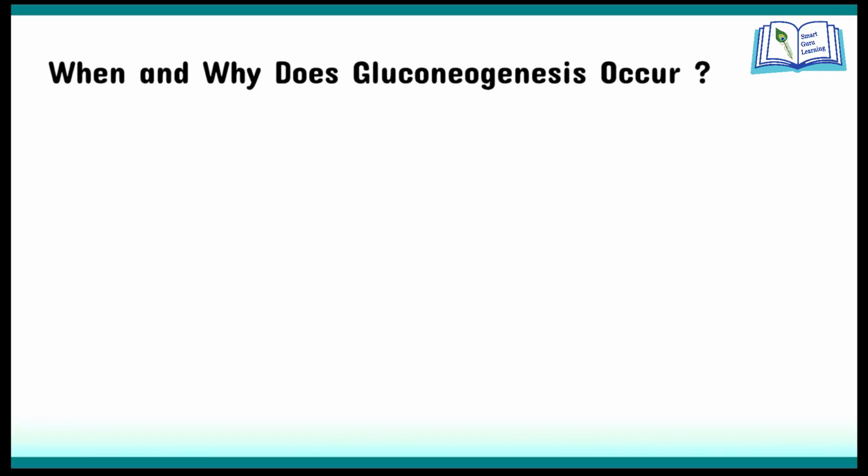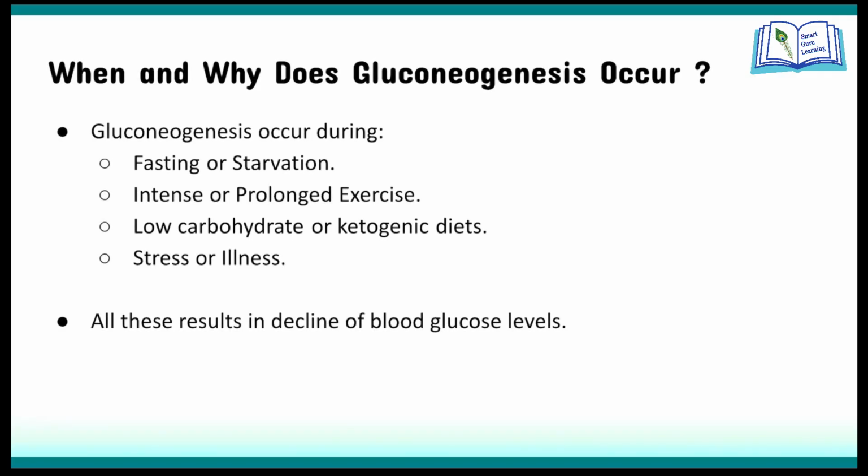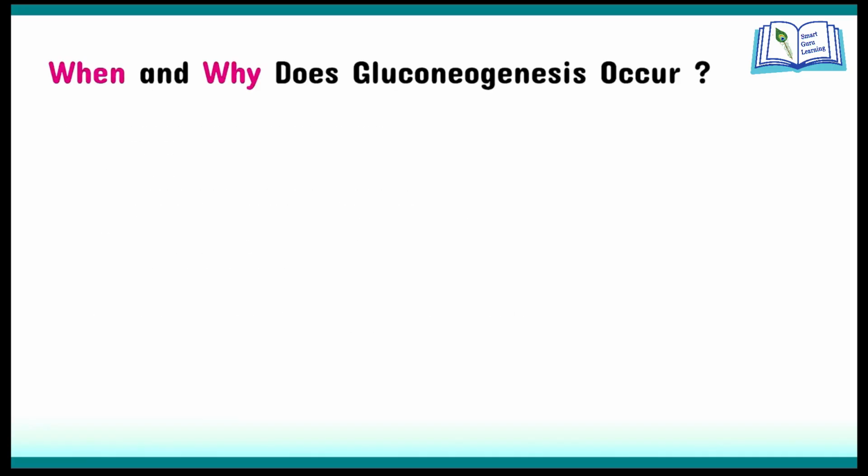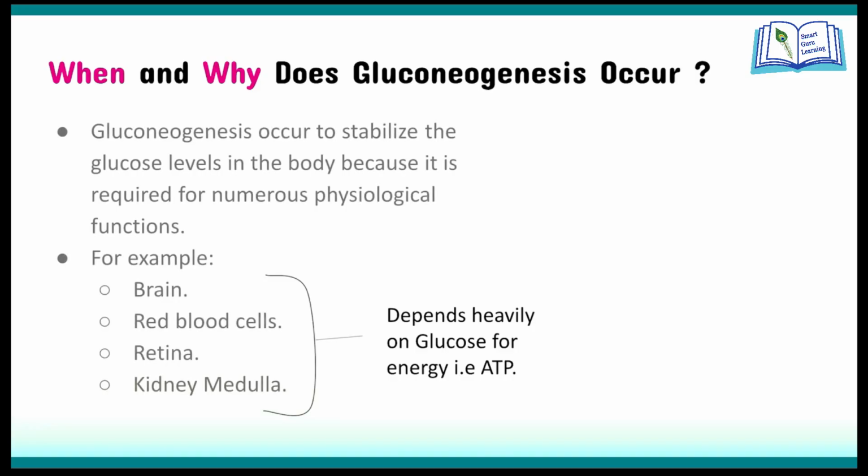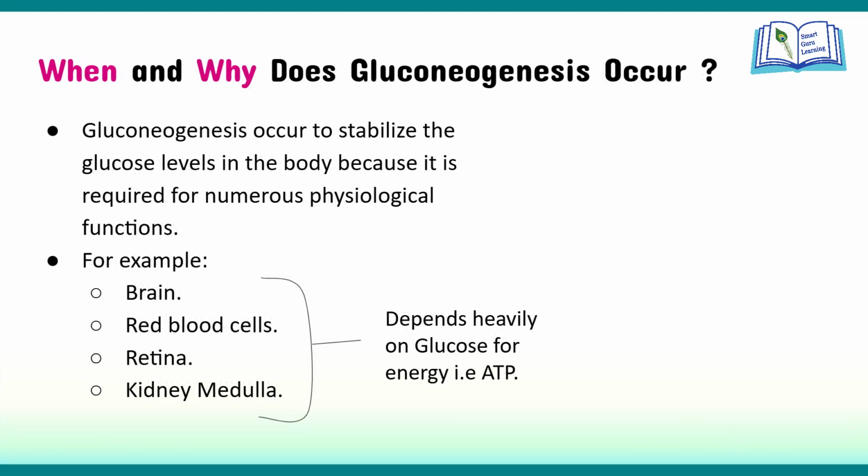Gluconeogenesis occurs during situations like fasting or starvation, intense or prolonged exercise, low carbohydrate or ketogenic diets, stress or illness. In all these situations, there is a decline in the blood glucose level. This triggers gluconeogenesis to stabilize the blood sugar levels in the body. This stabilization of the glucose levels is very important because glucose is required for numerous important physiological functions. For instance, the brain, red blood cells, retina, and kidney medulla rely heavily on glucose for energy.